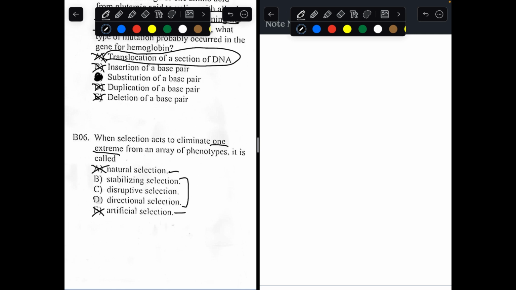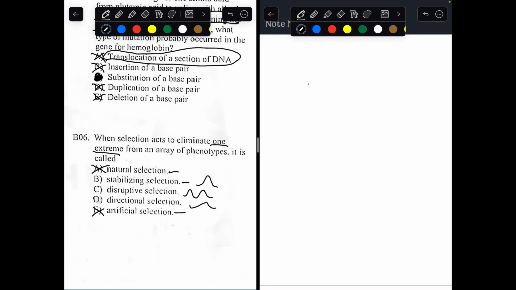Between B, C, and D, these are all three types of selections regarding the phenotypes. Stabilizing selection is when the middlemost phenotype is most present. Disruptive selection is when the extremities of a phenotype are present. And directional selection is when one phenotype is present. One extreme is present.